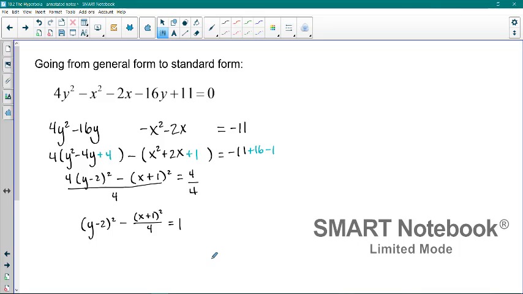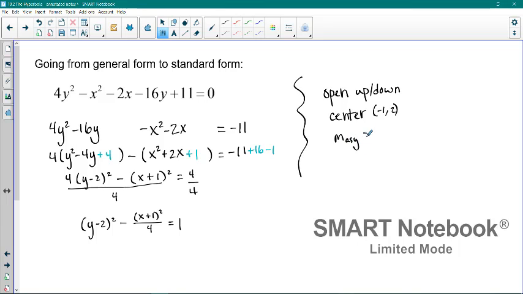And just a couple of quick observations about this hyperbola. We won't go through all of the doings, but this opens up and down because the y term is positive. It has a center at negative 1, positive 2. The slope of the asymptotes would be positive or negative 1/2. And the vertices would be, remember that's 1 under there, 1 unit away from the center.